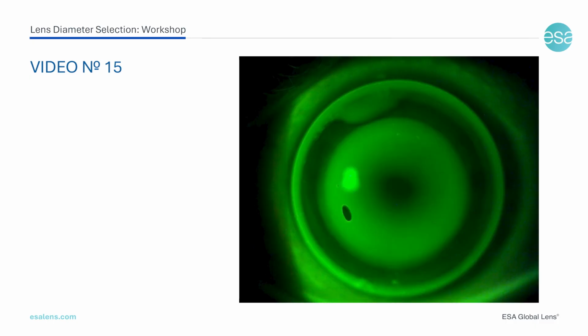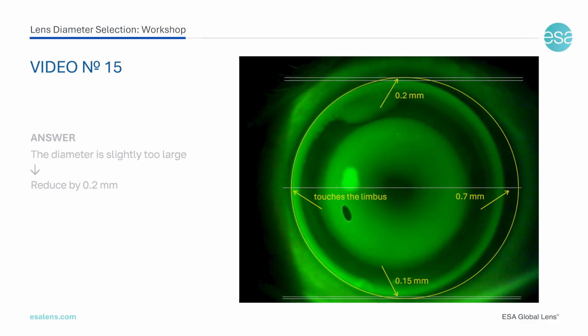What do you think of the diameter of this lens? What is your proposed action? In this case, the diameter is too large, and we should reduce it by 0.2 mm. Looking at the measurements, the total vertical gap is only 0.35 mm, noticeably less than our target value. Meanwhile, the horizontal gap is 0.7 mm, just slightly under the ideal 0.8 mm.